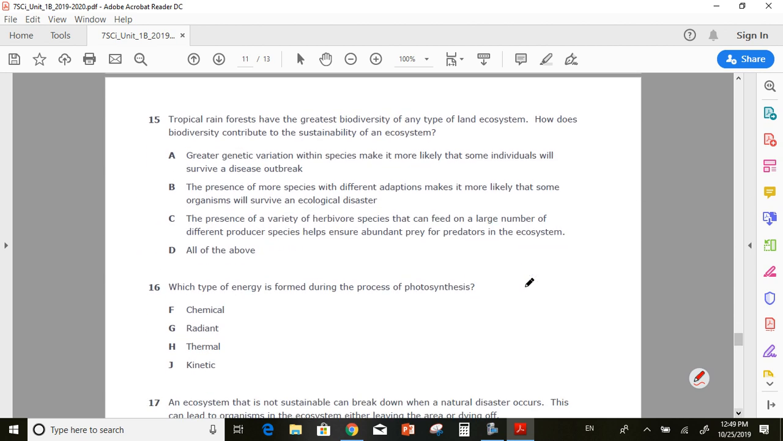Number 15, tropical forests have the greatest biodiversity, so the greatest variety of life of any land ecosystem. So this is a fact. How does biodiversity contribute? The word contribute means how does it add to sustainability? How does it add to being able to survive?